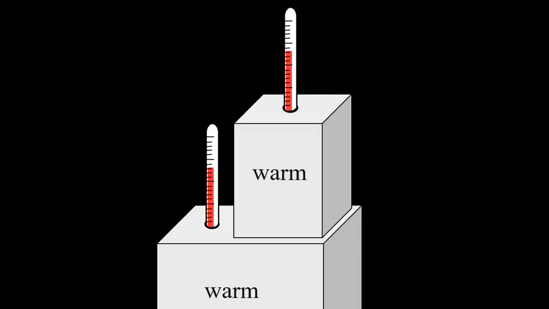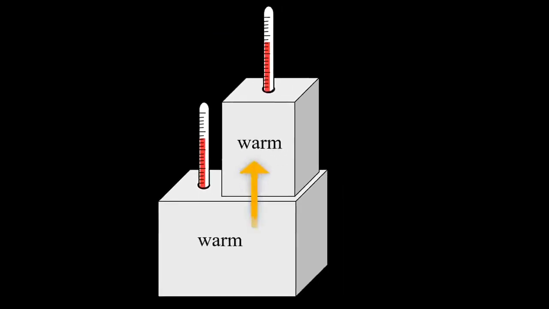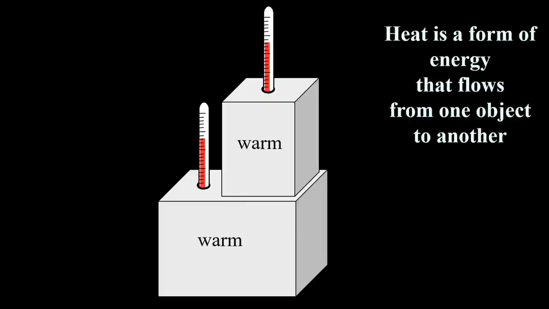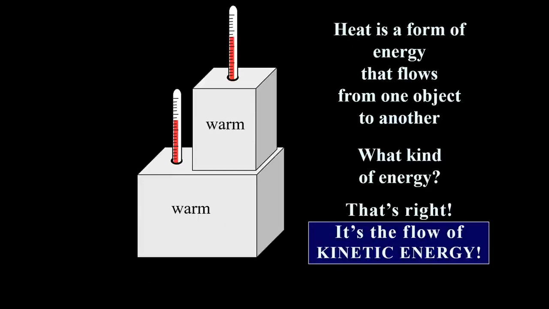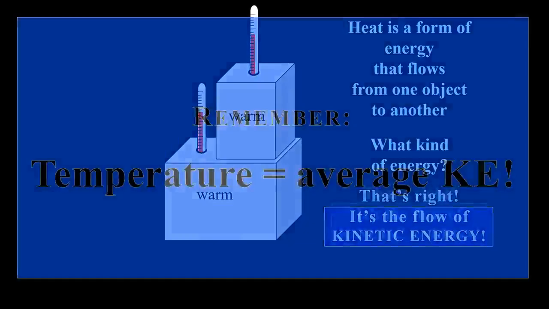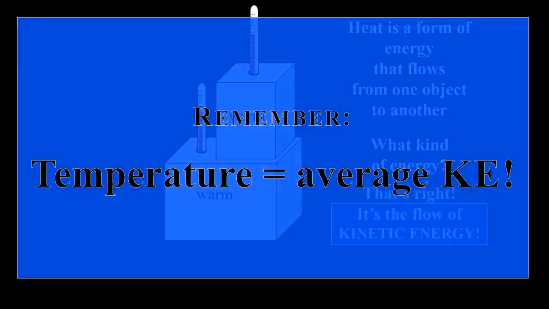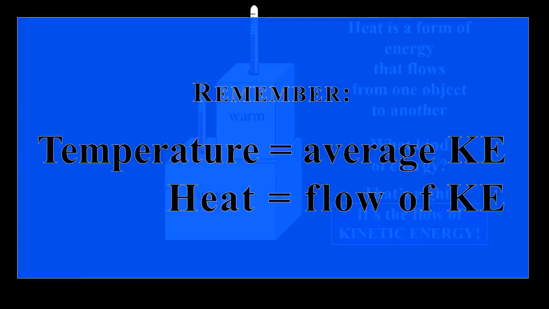You can see that there has been a transfer of energy from the hot block to the cold block, resulting in the same temperature for each. Heat is a form of energy that flows from one object to another. What kind of energy? That's right, it's the flow of kinetic energy. And it is important to remember that the temperature is the average kinetic energy of a substance in contrast with heat, which is the flow of kinetic energy.